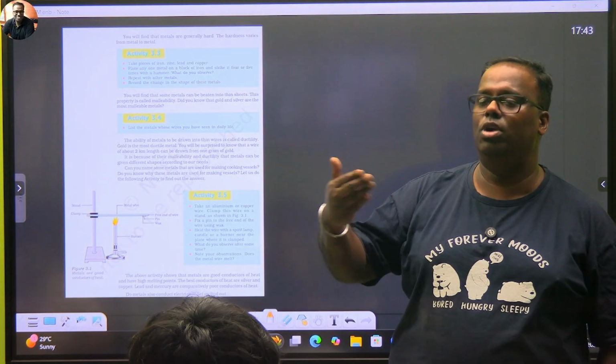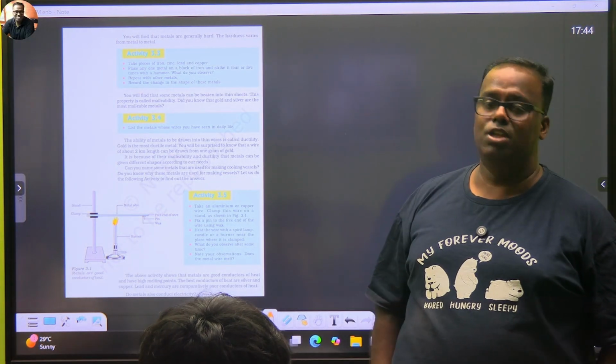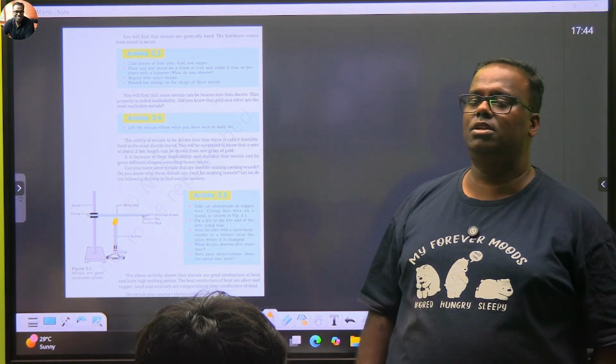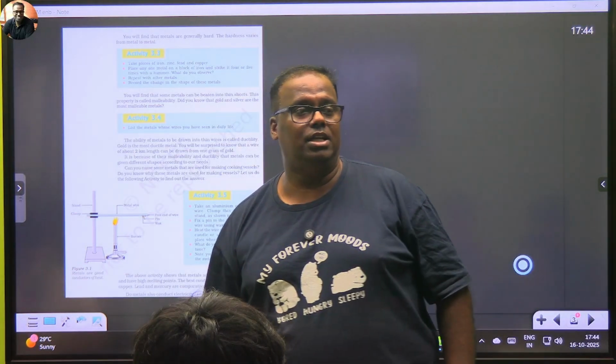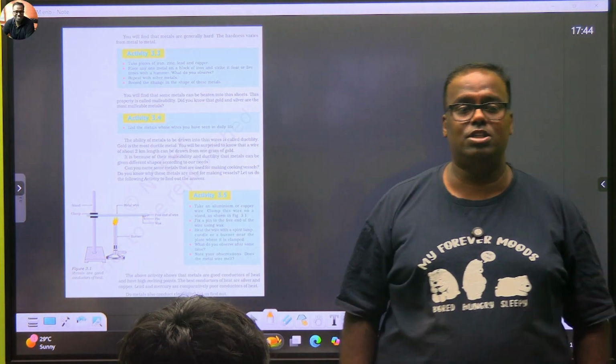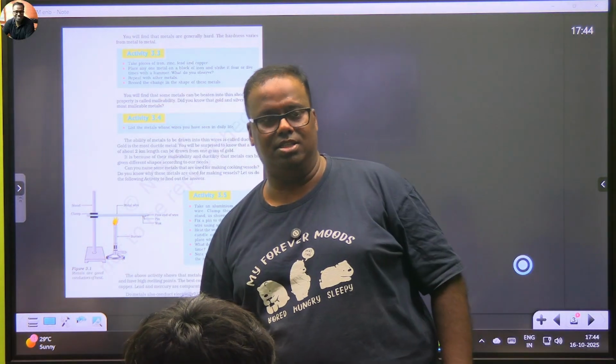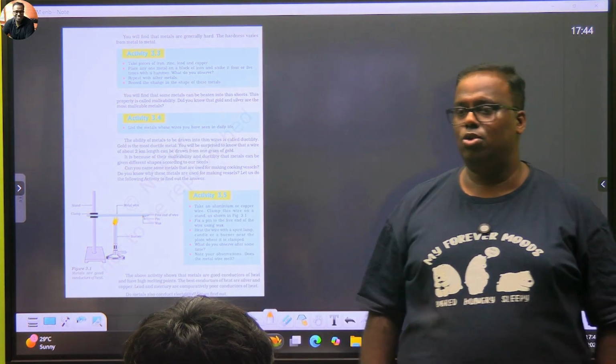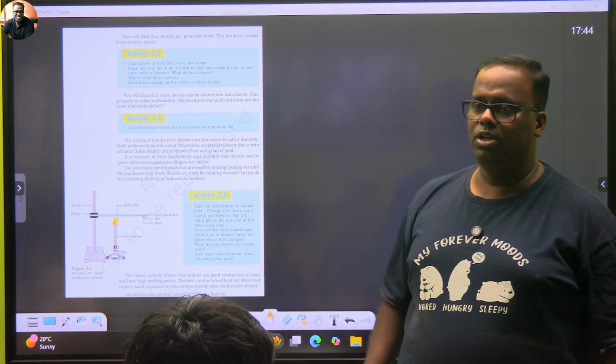Malleability is the property by which something can be beaten into thin sheets, like gold or silver. Then comes another property called ductility. Ductility is the property by which a metal can be drawn into thin wires. Drawing is an operation. Do you know what drawn into thin wires means?